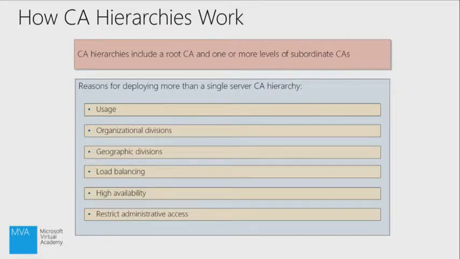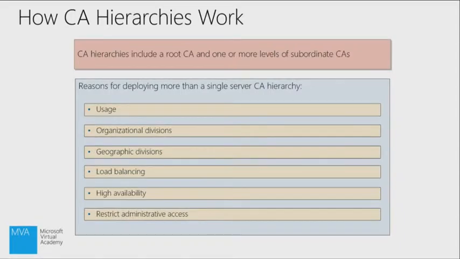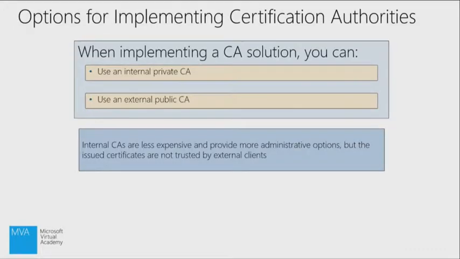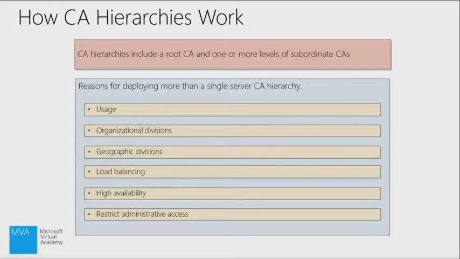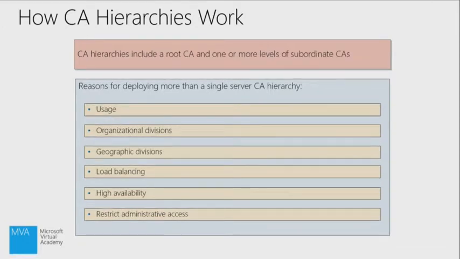How CA hierarchies work. They include a root CA or certification authority and one or more levels of subordinate CAs optionally. You don't have to have subordinate CAs. There are plenty of reasons for deploying more than one, all of them listed here. Usage. Certificates may be issued for a number of purposes: secure email, secure web servers, user verification, identity verification. You may want to segregate your certification authorities to issue certificates just for those particular uses.